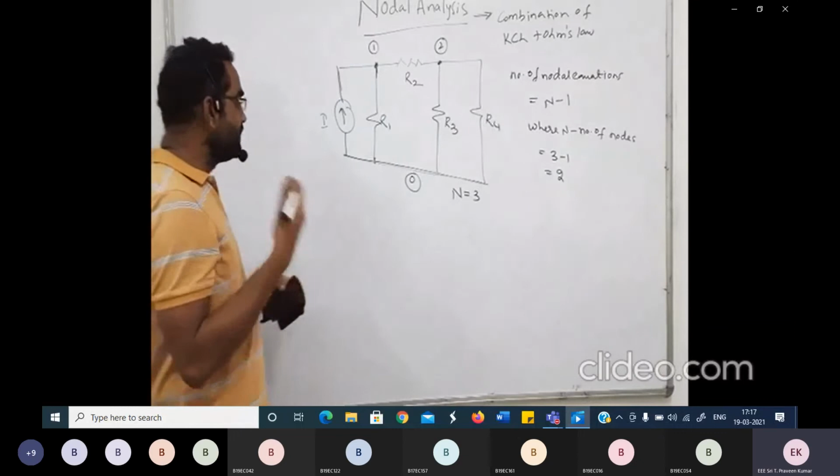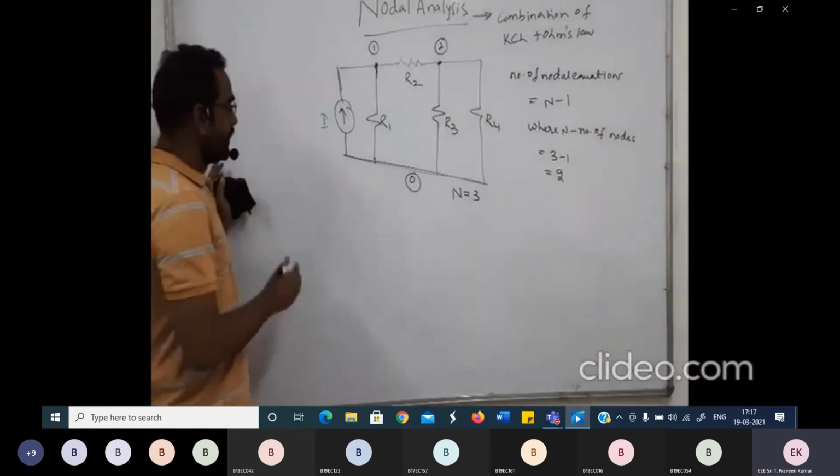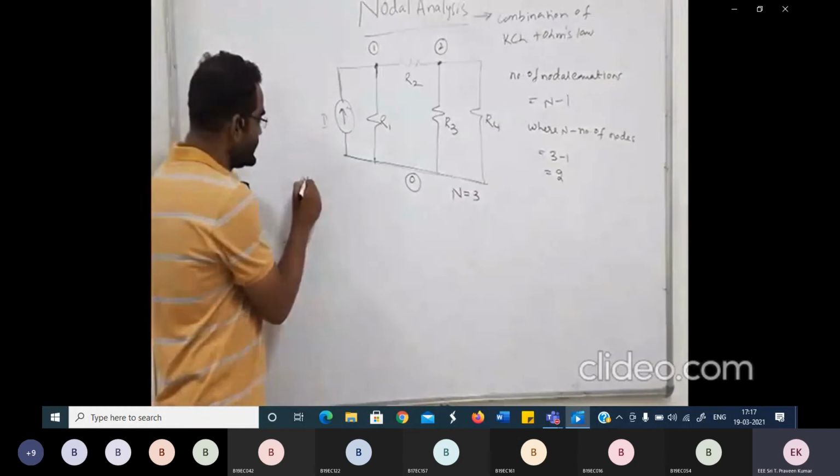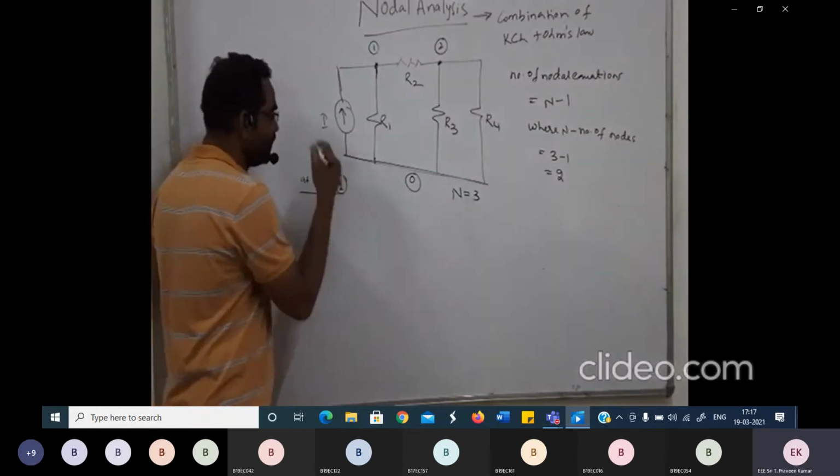Right? Now let us see how we apply nodal analysis or how we write the equations for a given circuit diagram. Now at node 1, first what we'll do is we'll first identify the nodes.